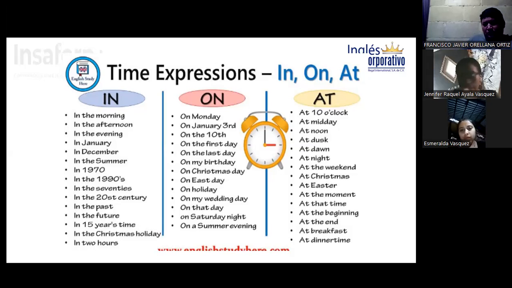At night, at the weekend, at Christmas, at Easter, at the moment, at that time, at the beginning, at the end, at breakfast, and at dinner time. So those are like the common time expressions in this case. It's about that we practice. So, entonces, lo que tiene que hacer, pues, estudiarlas, cuando usarlas, porque ya están establecidas. Solo es de que usted las practique. You know, in a real conversation, then you can do that. Okay, in April, in June, on June 26th, in the morning, at dinner time, at breakfast. So you can also use that for these examples.